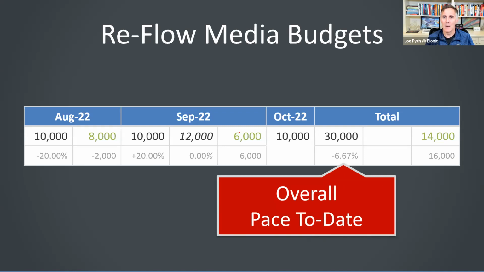And that pace overall is minus 6.67% to where you should be at that point. So again, remember, we're only partway through this flight. It's going August, September, and October. At this point, just assuming even pacing, we should have spent about $15,000, and we've only spent 14. So that's why it's 6.67% behind.